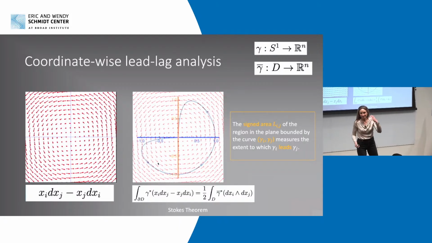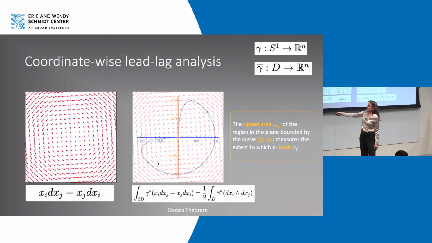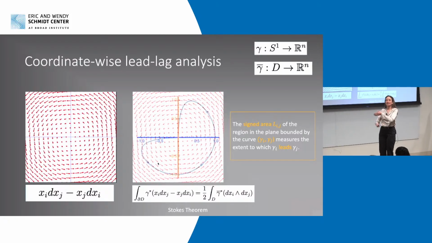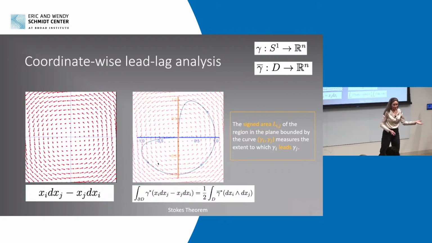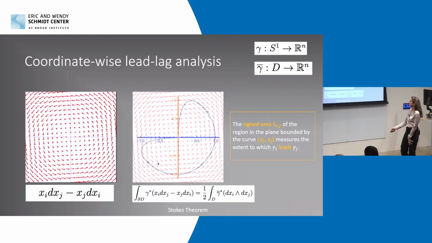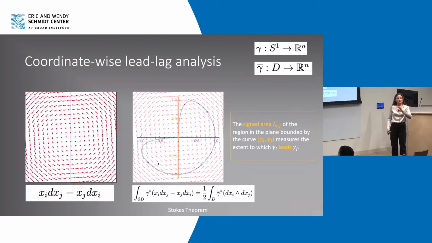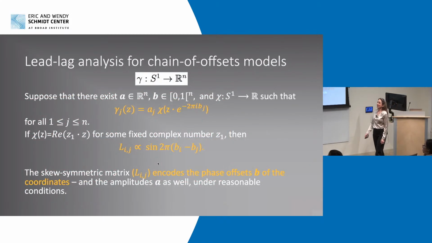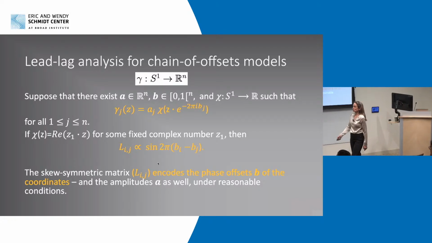So I'm not going to go into the mathematical explanation, but just to say that this computation is helpful for finding out, basically, if it's positive, then i is leading j. If it's negative, j is leading i. Okay? So you can use this basic idea. So this is just about closed curves in the plane. But now let's think about how we can apply this biologically.